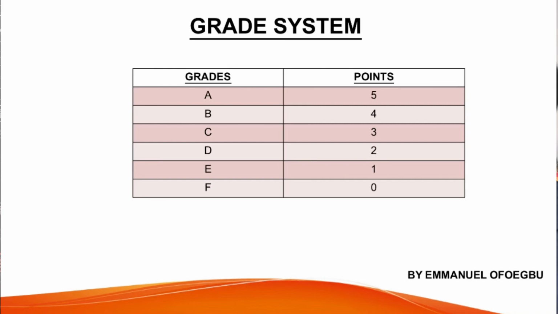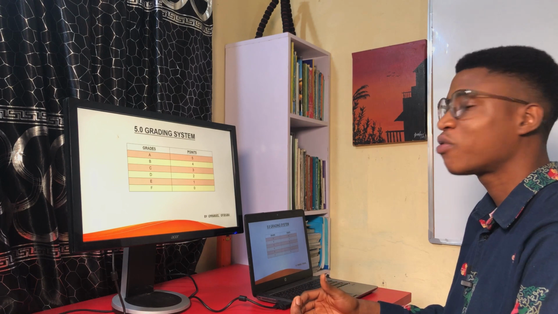Now you see grade A, it signifies 5 points. Grade B signifies 4 points. Grade C signifies what? 3 points. Grade D signifies 2 points. Grade E signifies what? 1 point. And grade F signifies what? 0 points. Now of course, these are the grades we have here in Nigeria. So every university in Nigeria operates on what? This grading system.